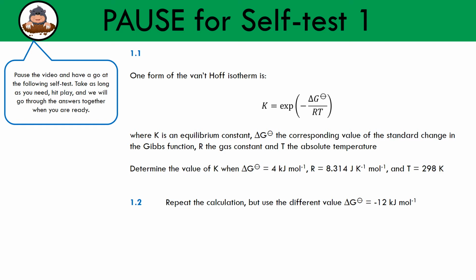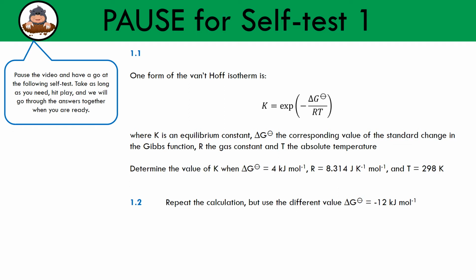So I want you to get comfortable with using that exponential term on your calculators. So here's a form of the Van 't Hoff isotherm: K equals the exponential of minus delta G divided by RT. And I would like you to determine the value of K, the equilibrium constant here, when delta G is equal to 4 kilojoules per mole, and you're given the other terms in that equation there.